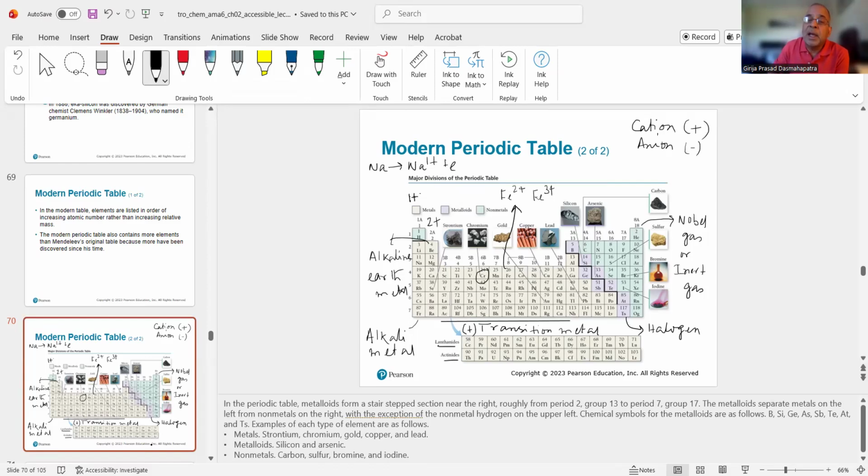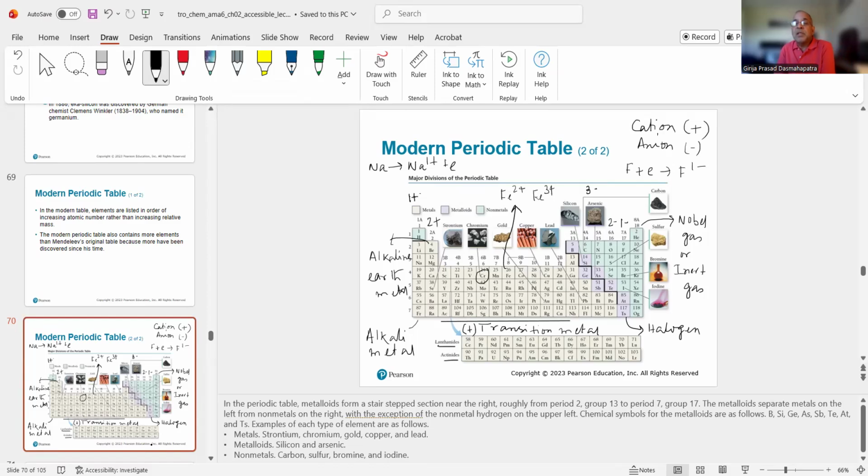Similarly, as I said, group 18 or 8A elements don't produce any ions, but group 17 or 7A produce 1 minus ions. It means fluorine can produce an anion, F 1 minus. Similarly, chlorine, bromine, and iodine all do. Group 16 produces 2 minus ions, and group 15 or 5A produces 3 minus ions.